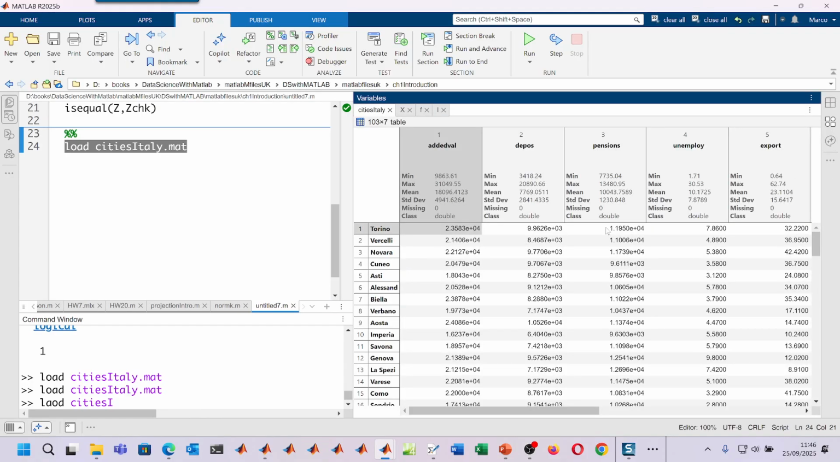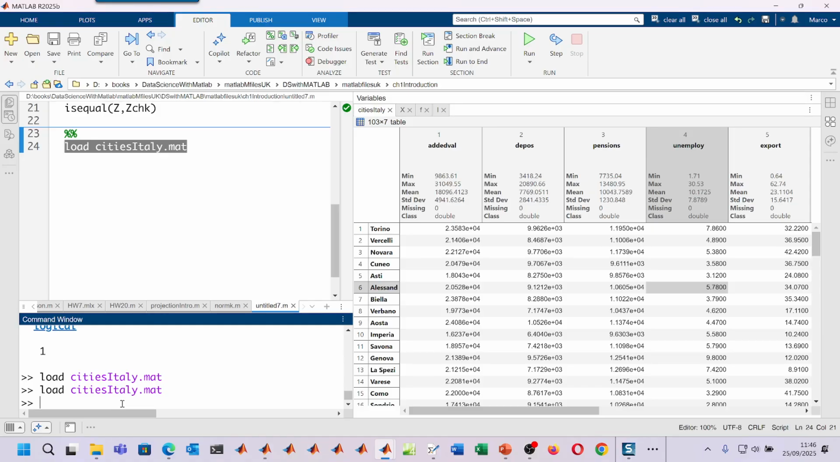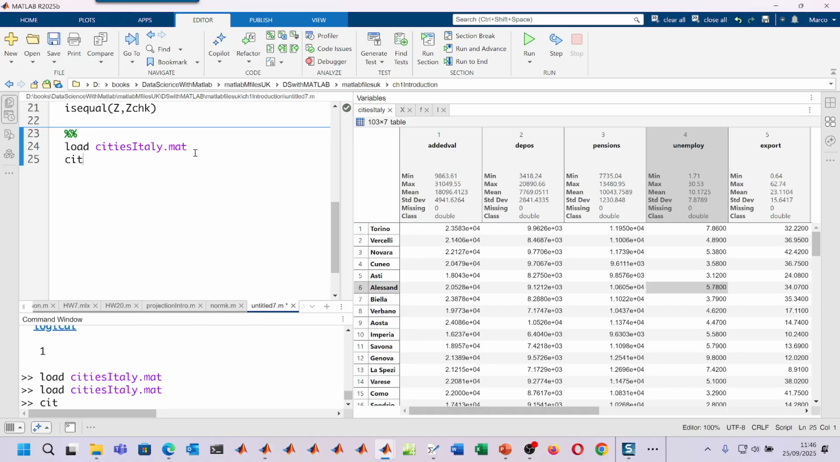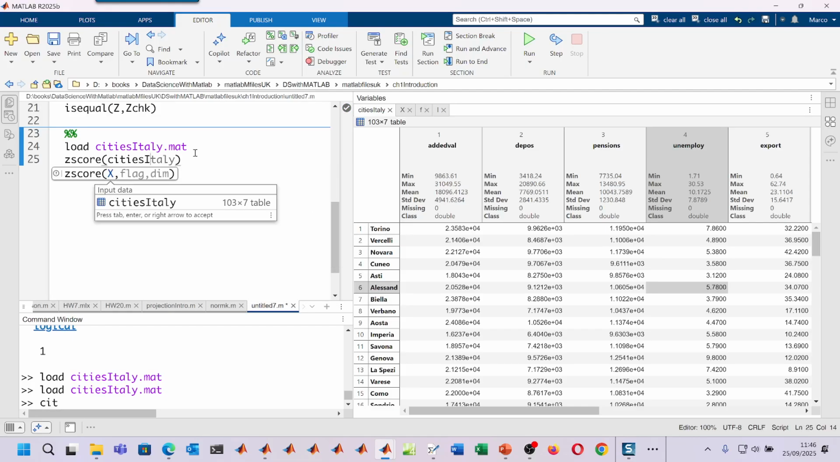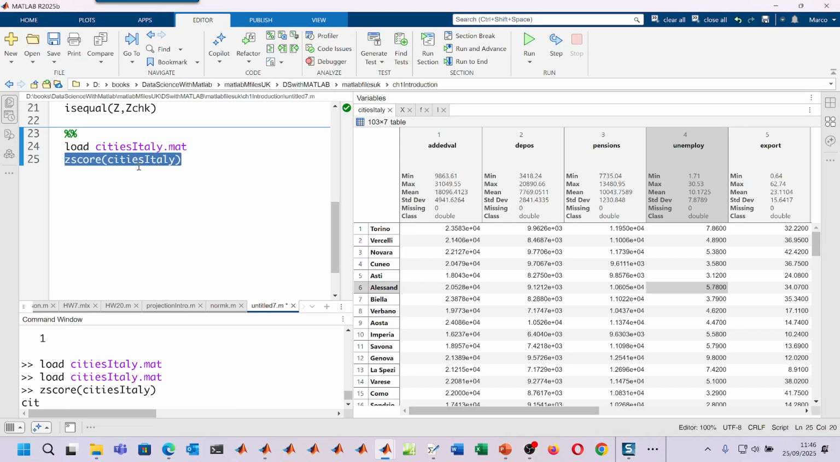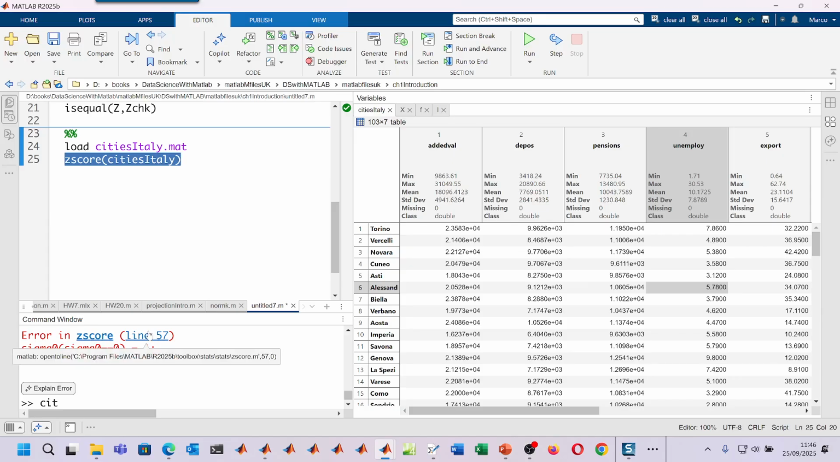Okay. Now, for example, you see this is the unemployment rate. Suppose that there is an error. So first of all, let us do Z-score of Cities Italy. It works with the table. Z-score, if there is a table, does not work. Okay.